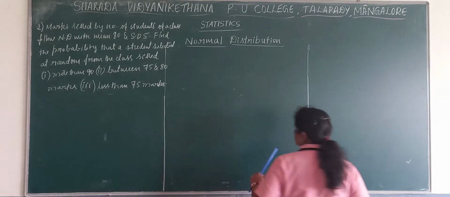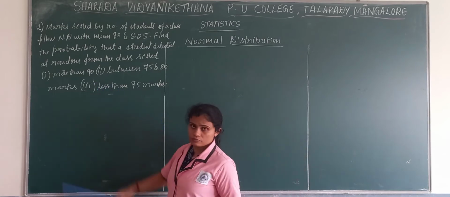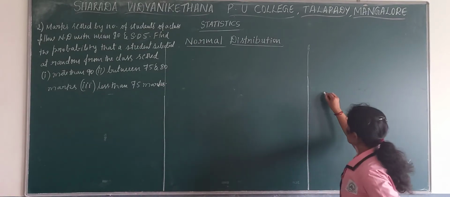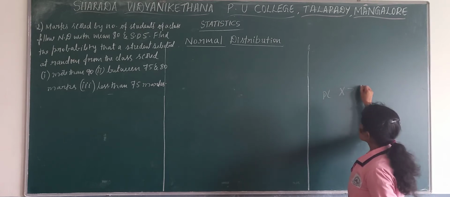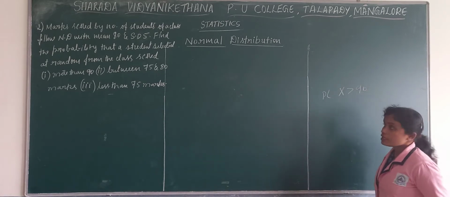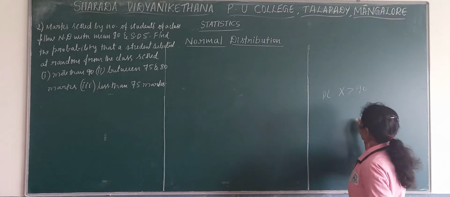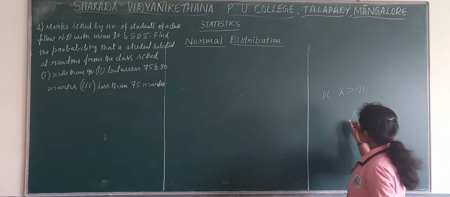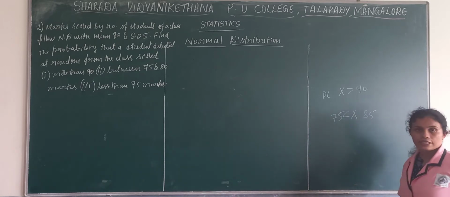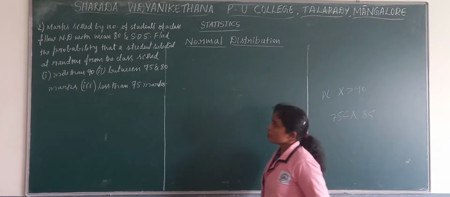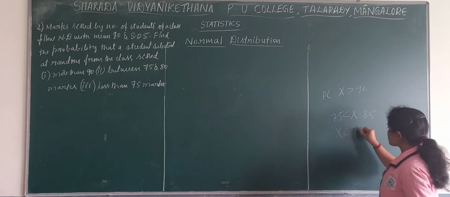Now here, the first question is more than 90. More than 90 means how do we write it? X is more than 90. Next one, between 75 and 85 they have given. Between 75 and 85 means X is greater than 75 but less than 85. And the last one, less than 75: X is less than 75.